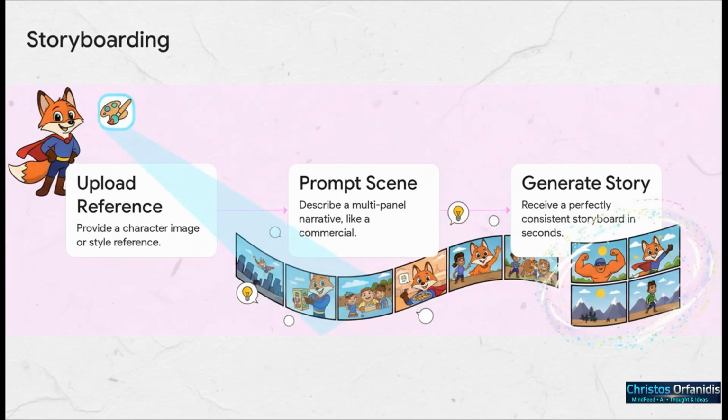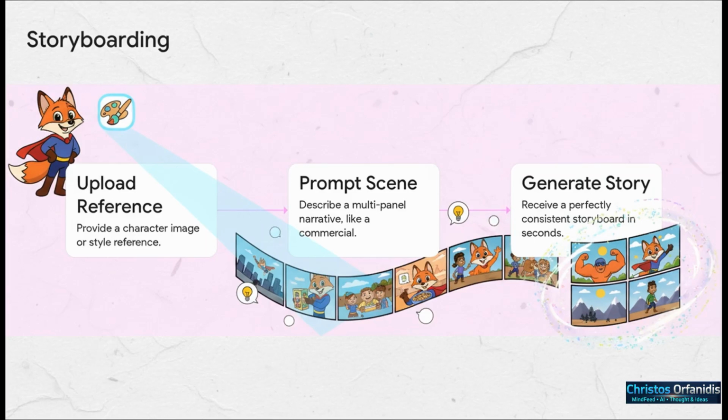And check out how easy this is now. The workflow is so simple. Step 1, you give it a reference picture. Could be a character, a product, you name it. Step 2, you describe the scene you want, and then you just sit back and watch it generate a perfectly consistent storyboard. It locks in everything, the character's clothes, the art style, across every single panel.